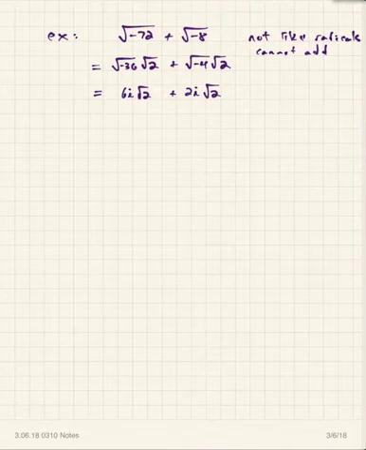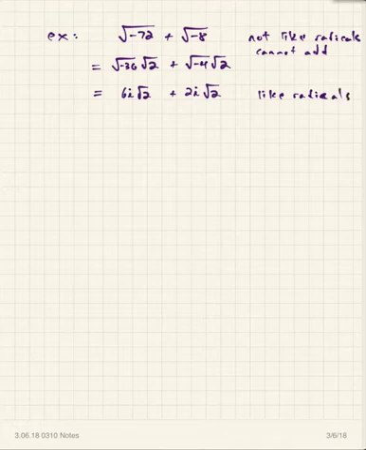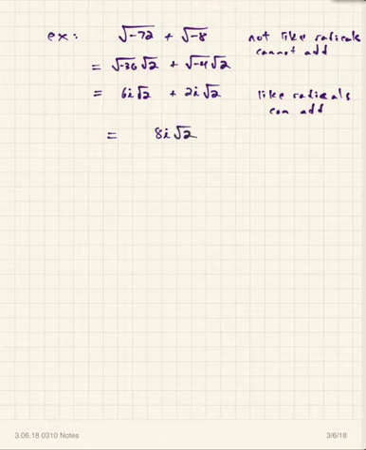And so now these are like radicals, right? They're both square roots of 2. And so we can add these. And so this would be 6i plus 2i, just like any like terms. You just add those together, you get 8i times the square root of 2. All right, so I wanted to kind of point that out.